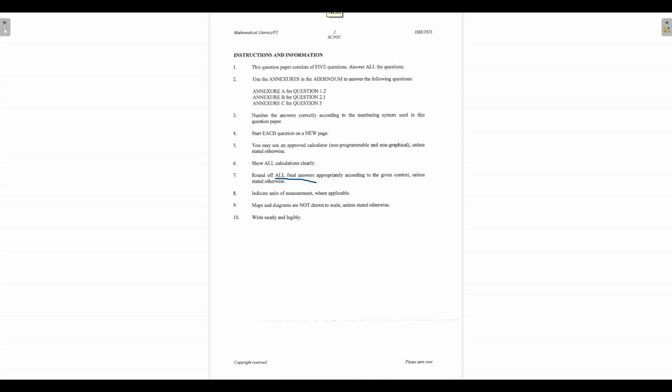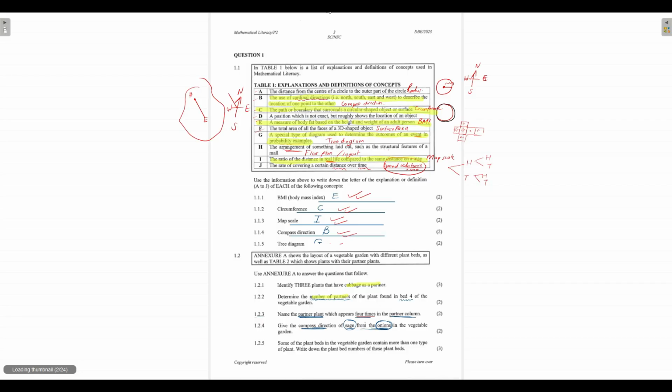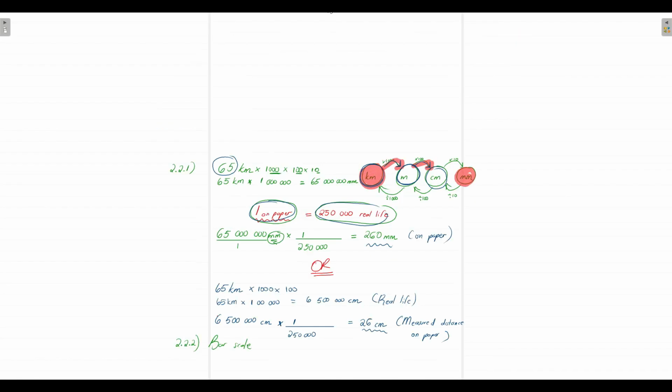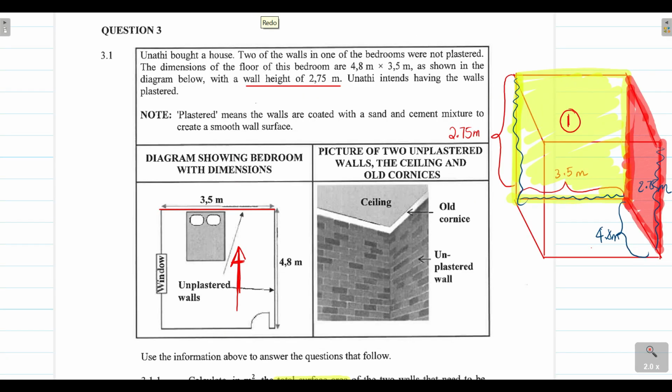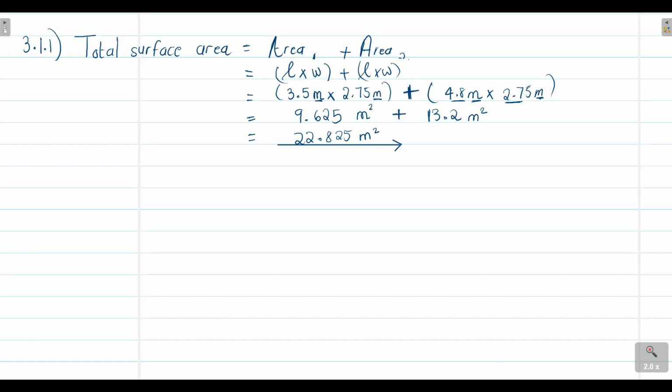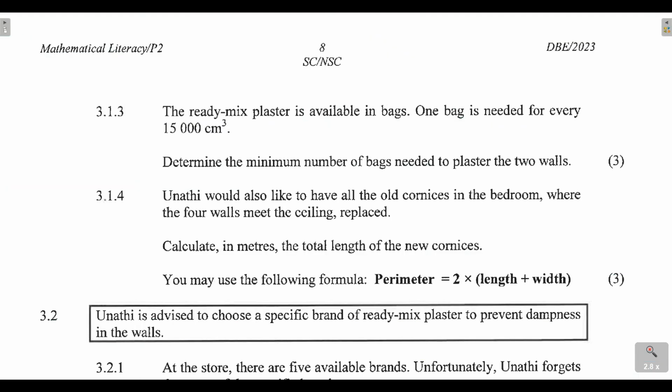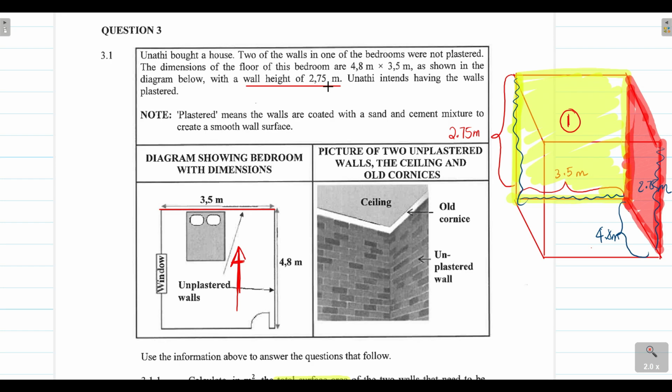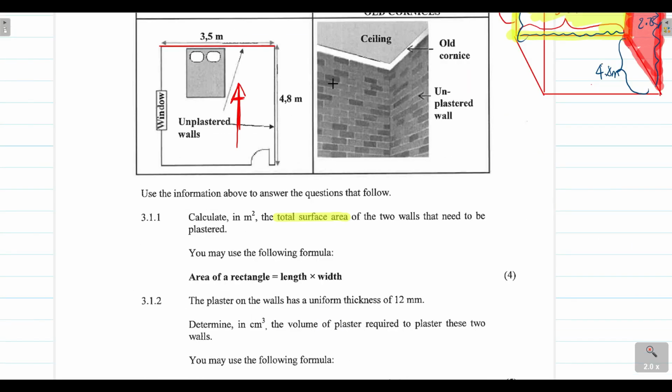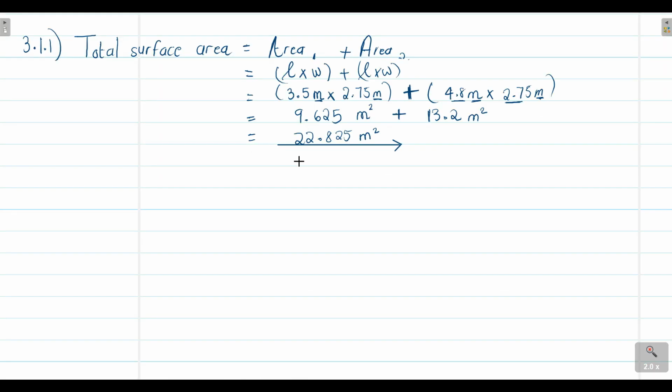So sometimes they will tell you to round it off to 2 decimal places. Sometimes they won't tell you how you should round off. So in this case, they haven't specified how we need to round off our answer. So you can either leave it like this, or you can just round it off to 2 decimal places. But I prefer that we just leave it like this because you'll see that all questions actually follow from this first question. So I'm going to leave the answer as 22.825 meters squared, because they were not really specific in how we need to round off this particular question.